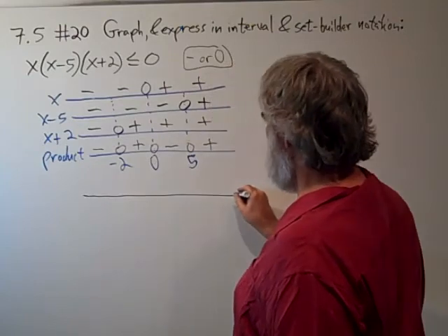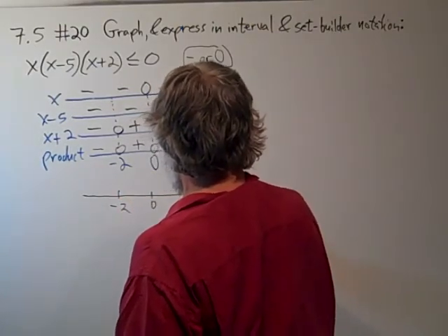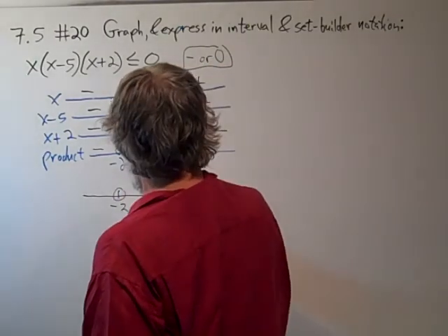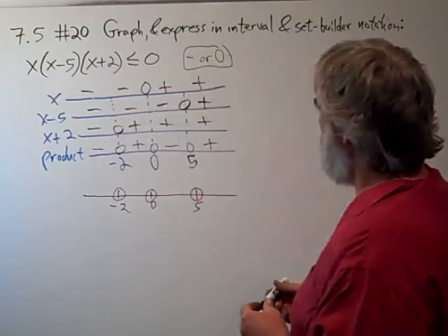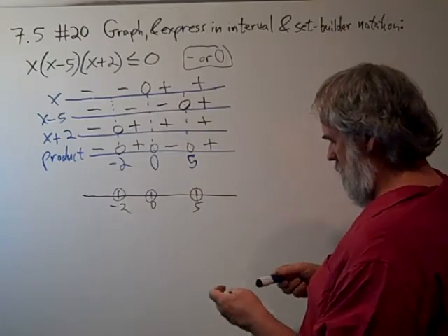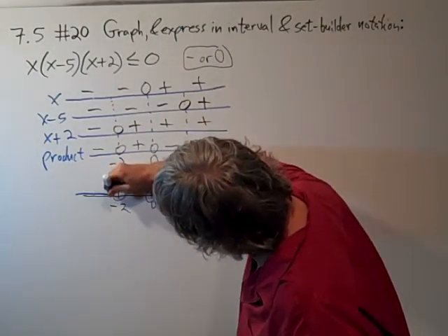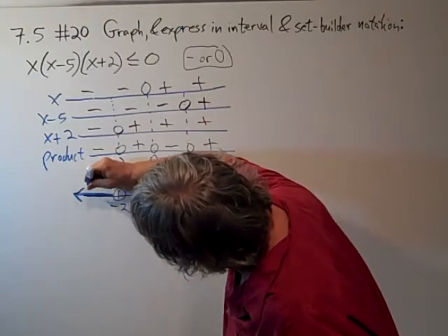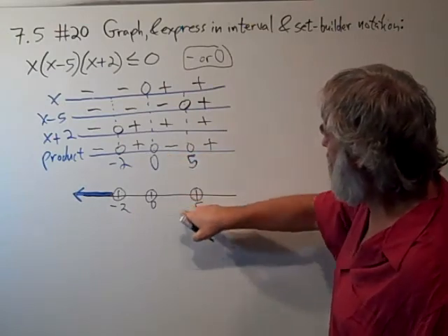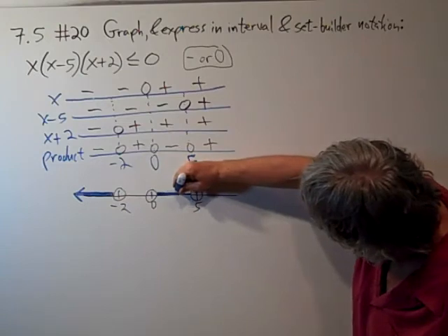So to graph the solution set, there's negative 2, 0, and 5. And we'll put circles around each of those. The negatives are to the left of negative 2 here, so we'll graph everything to the left of negative 2. Also, it's negative between 0 and 5, so we'll graph those points between 0 and 5.